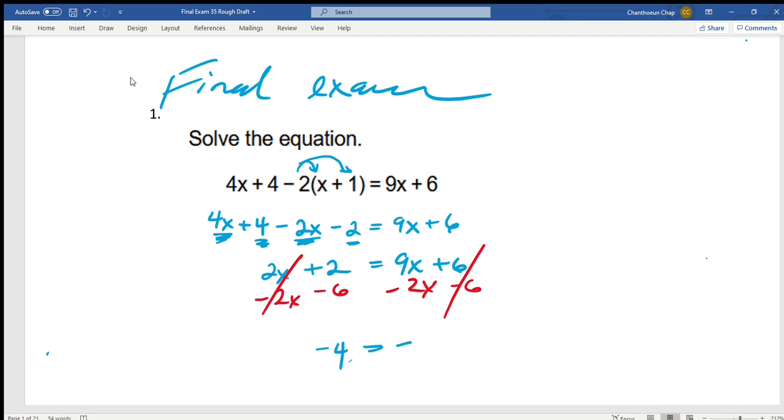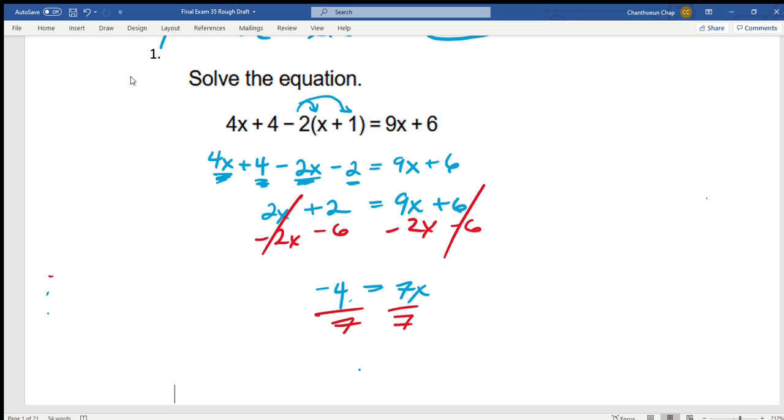2x, which is 7x. Let's divide both sides by 7. And so x is equal to negative 4 over 7. This is our solution for question 1.